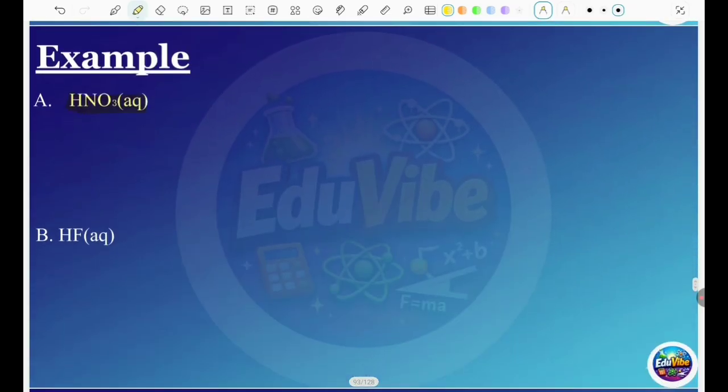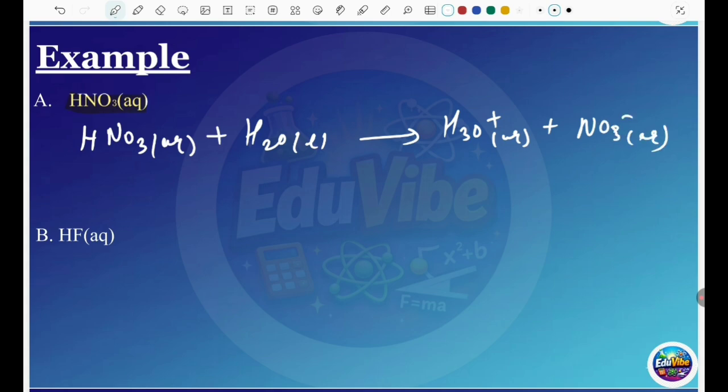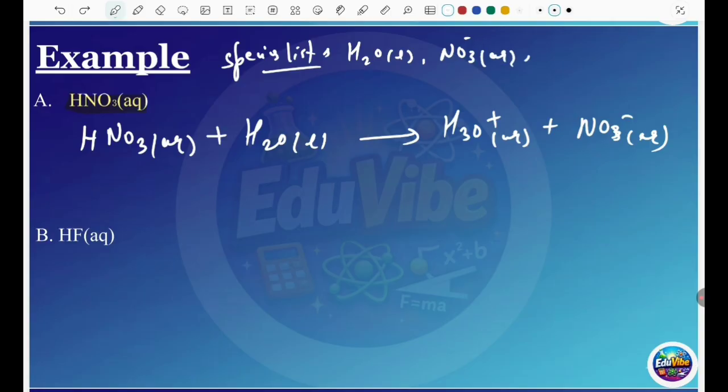We have HNO3. HNO3 is a strong acid. So HNO3 aqueous reacts with water, liquid, with this arrow, and we get H3O+ aqueous and NO3- aqueous. So what are the species? We have to mention the species list. We have water, then we have NO3- aqueous, and we have the H3O+ hydronium ion. This is the species list for this.